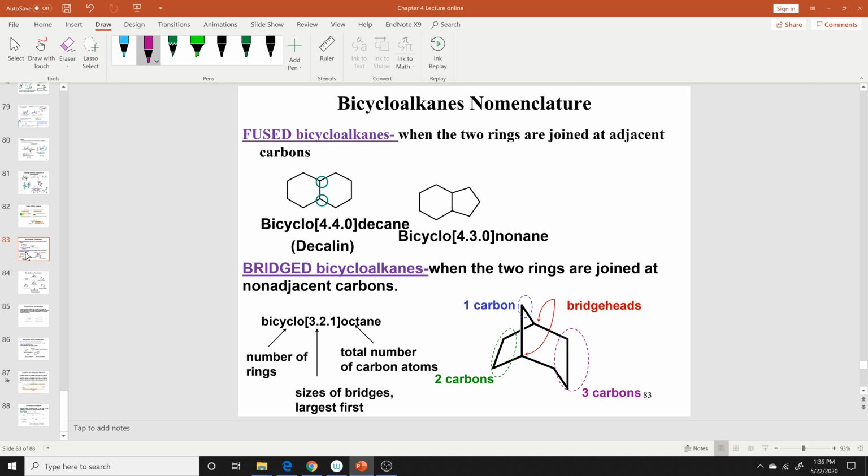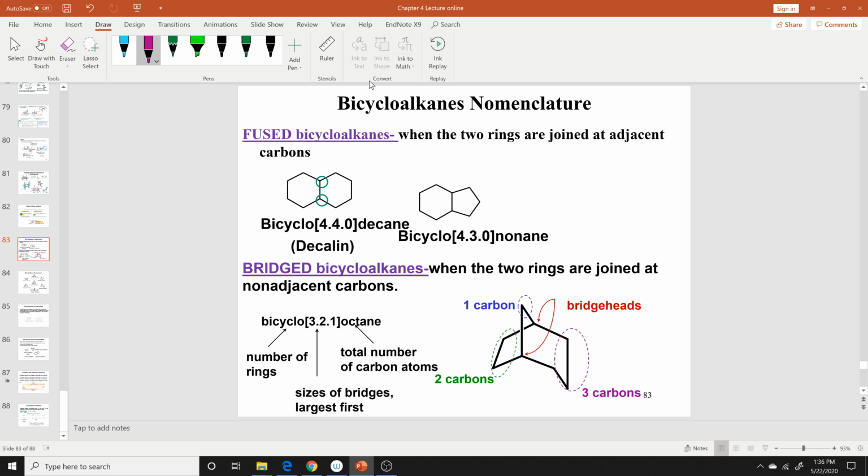So let's start by naming those bicyclic systems. To name the fused bicyclic alkanes, the first thing that you would need to do is count all the carbons in the cycles, both cycles, including the connection points. Including the connection points, that will be 10 carbons. Go ahead and put the name. The name is going to be decane in that case.